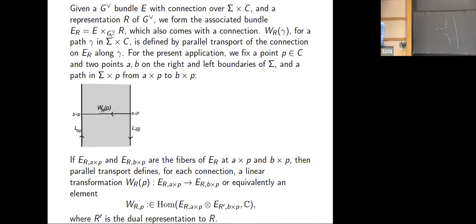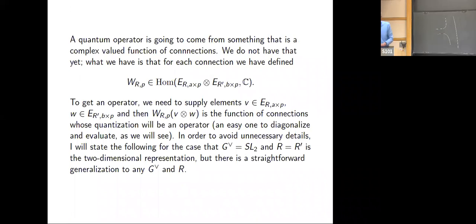So classically, that's what we get from parallel transport. Now, a quantum operator will come from a complex valued function of connections, which we don't yet have. What we have so far is that for each connection, we defined a linear transformation from some vector space to C. To get an operator, we need to supply elements in the two vector spaces. And then this linear transformation applied to V tensor W will be a function of connections, and its quantization will be an operator that we can easily understand, as it turns out.